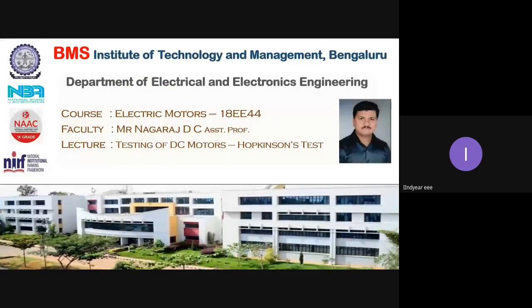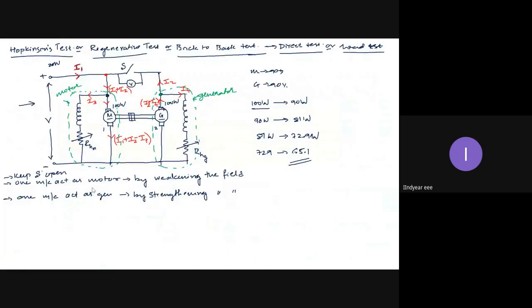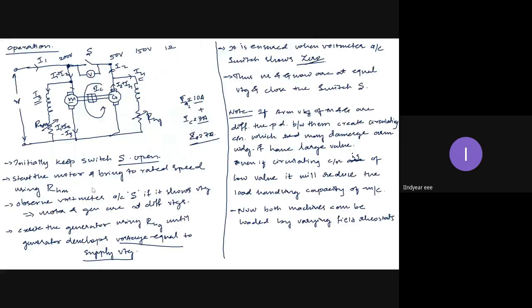Okay. So in yesterday's class, in the previous class, we had discussed the Hopkinson test. This was the connection where we had seen the motor and generator are back-to-back connected, and first the motor is excited to give the rated speed, then the generator is excited to give the rated voltage, and when both are the same, the switch S is closed. When switch S is closed, we started loading the MG set either by decreasing the excitation of the motor or increasing the excitation of the generator.